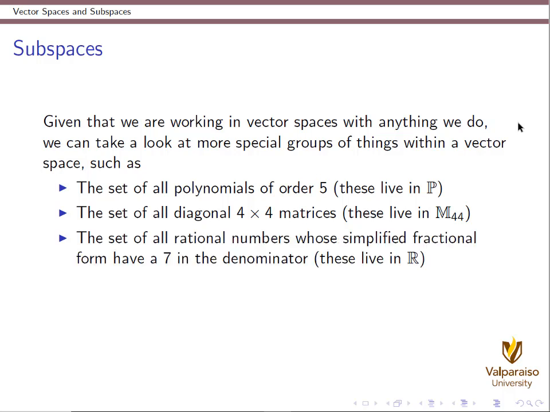Or maybe we go into the real numbers and say, okay, fine, your real numbers, but what I really want to do is gather together all the real numbers that are rational, which means you can write them in fractional form, and that have a 7 in the denominator when you simplify them. When we've formed these more special collections within the bigger vector space, we need to know how to find out if these collections are special enough that they can form their own little mini vector space, or subspace.